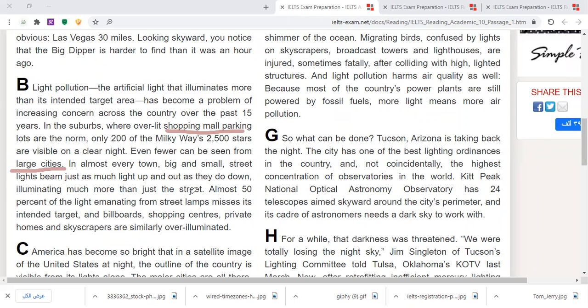Okay, what else does he talk about? A light that is not necessary. In almost every town, street lights, okay, oh, sorry. Street lights. Can you see?